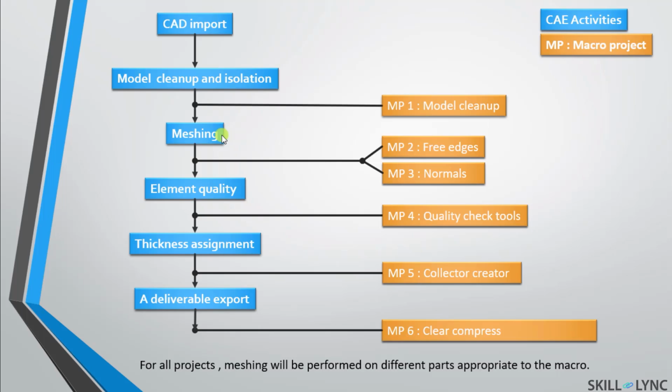Next is the element quality. We will have a quality check tool. By quality check tool, what I mean is you specify the quality criteria, and the tool will simply isolate the elements that have failed those quality criteria. After that, we will have the thickness assignment. As you can imagine, your part is meshed, the quality is great. Now finally what remains is the thickness and the material assignment. That is where the thickness assignment macro comes into play. Now you might also have a question as to why we need a macro to do that.